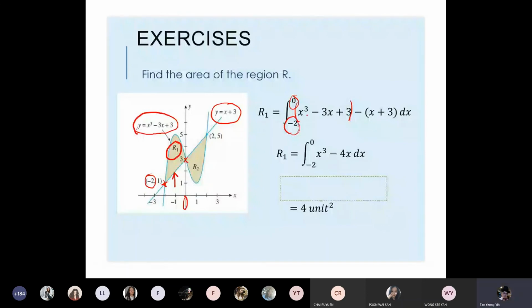After that, we take x cubed minus 3x minus x, which is -4x, and 3 minus 3 is 0. So after simplifying, we have x cubed minus 4x. So we integrate from here. What is the answer when we integrate?